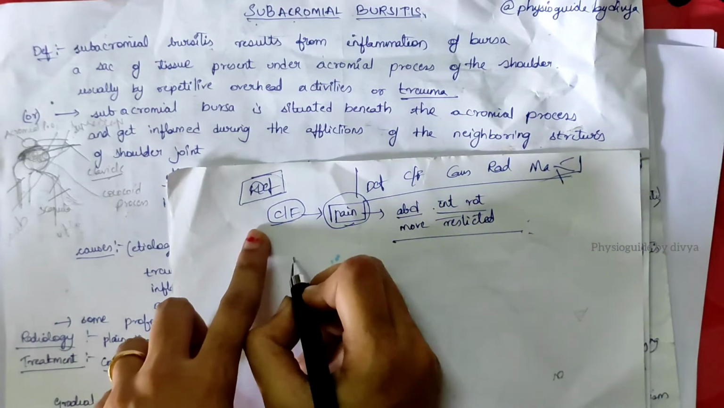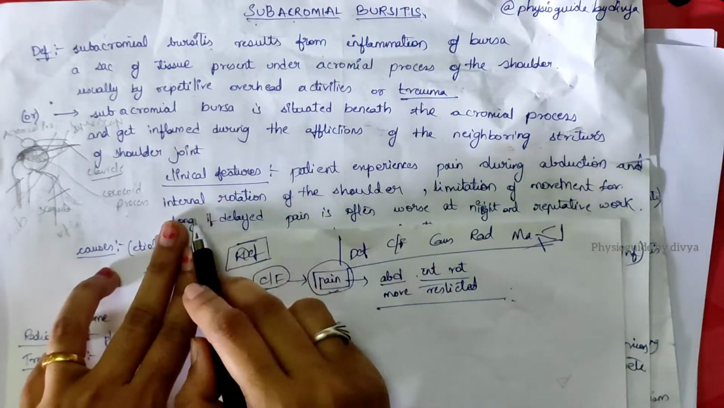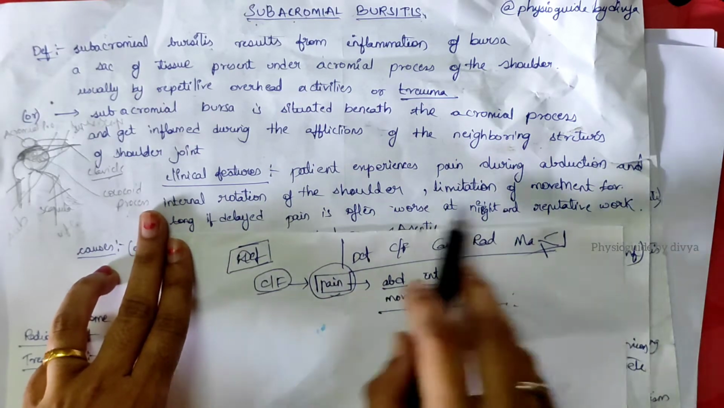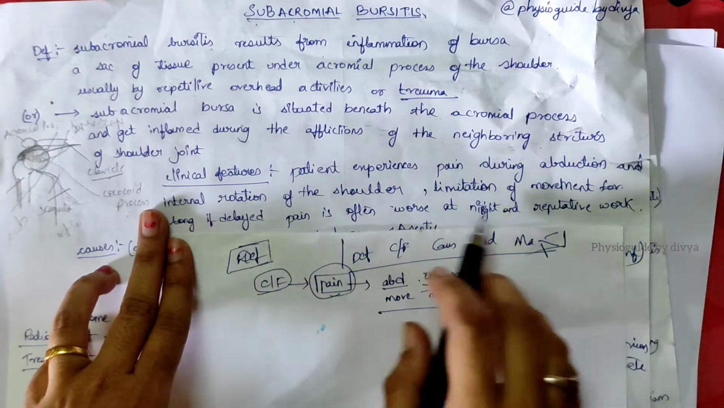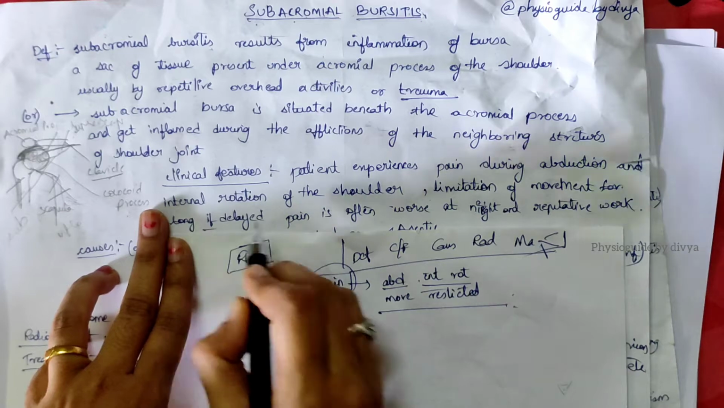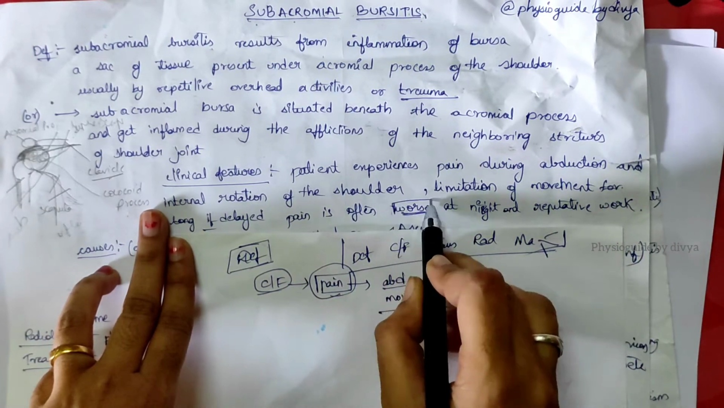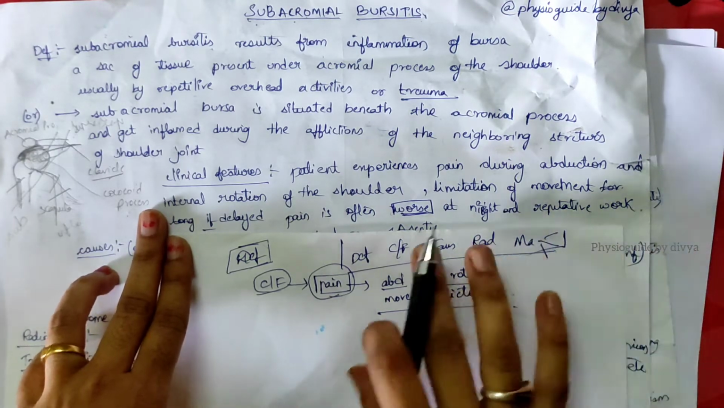Okay, now we'll see here. Patient experiences pain during abduction and internal rotation of the shoulder, and limitation of movement. Delayed, the pain is often worse, and there is limitation of movement if delayed. Okay, and often worse means the pain will increase at night and while doing repetitive work.